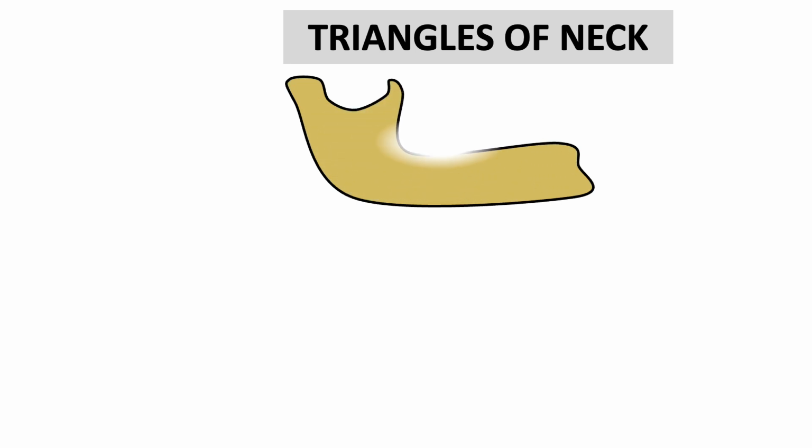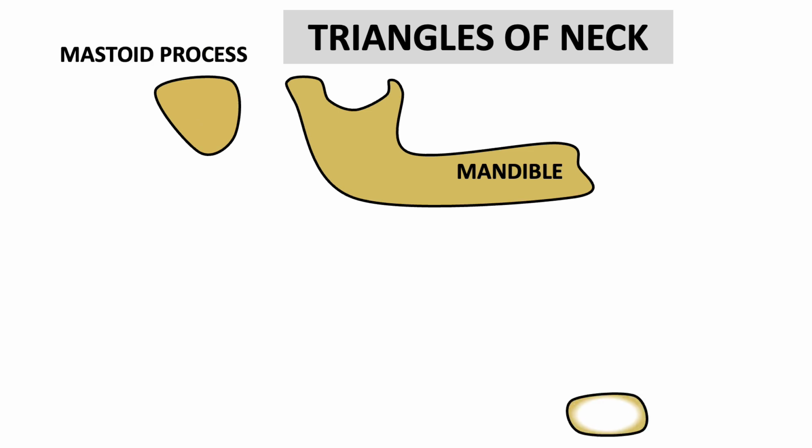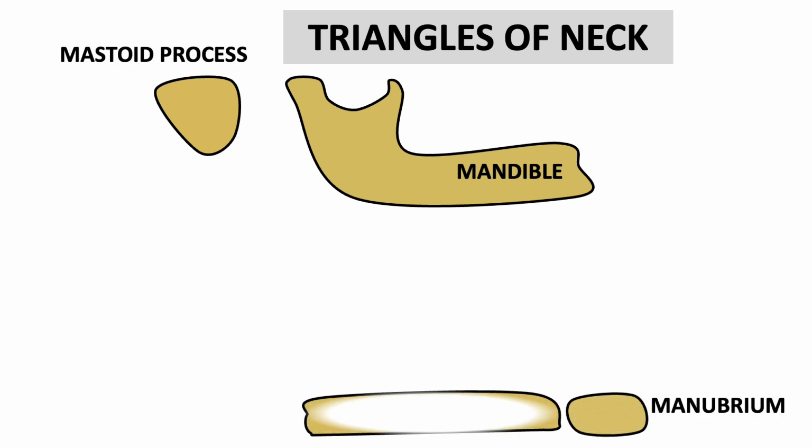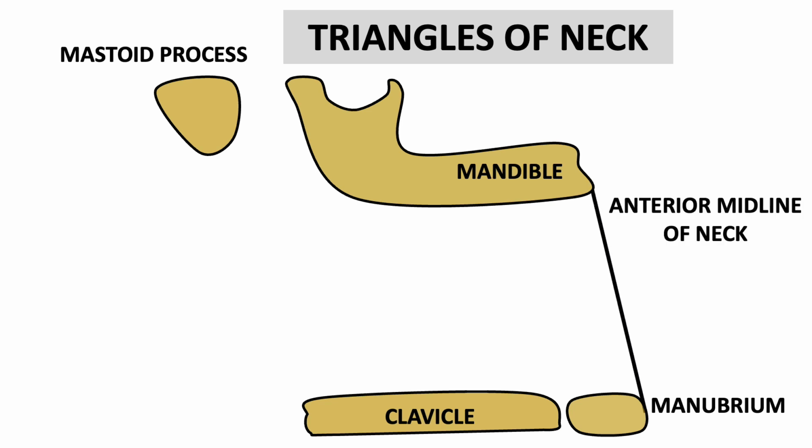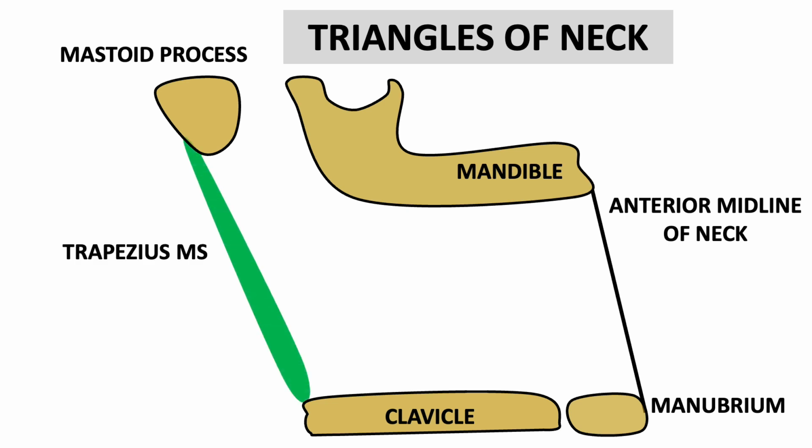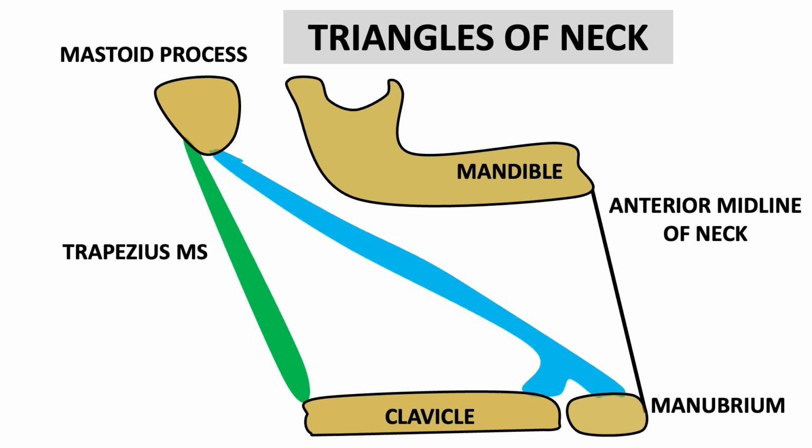Look at the figure. This is the mandible. This is the mastoid process. This is the manubrium, and then we have the clavicle. Anteriorly we have the anterior midline of the neck, and posteriorly the mastoid process and clavicle are connected with the help of the trapezius muscle. And from the mastoid to the manubrium and one part to the clavicle, we have the sternocleidomastoid attachment.